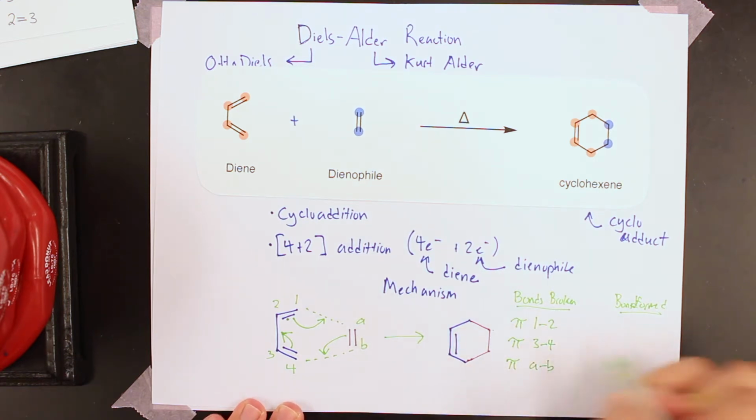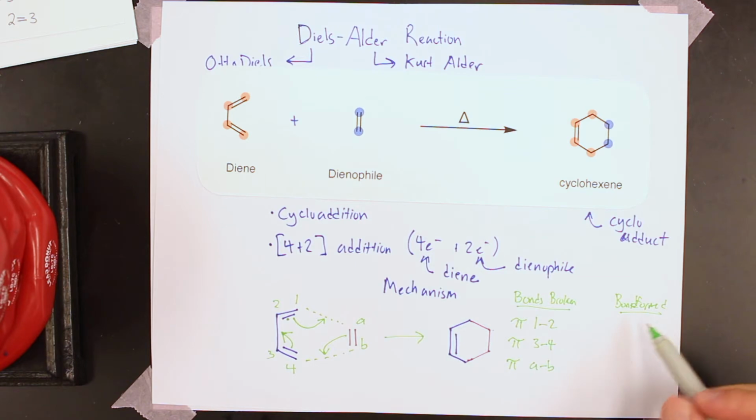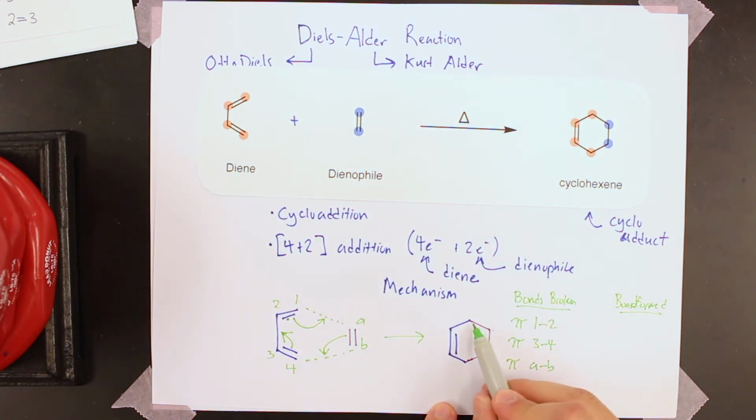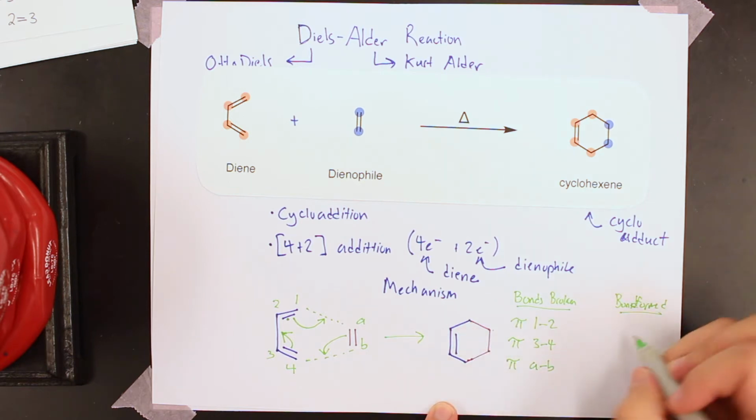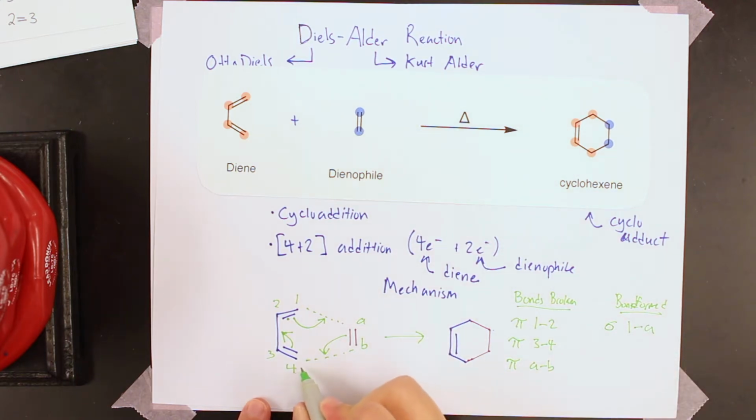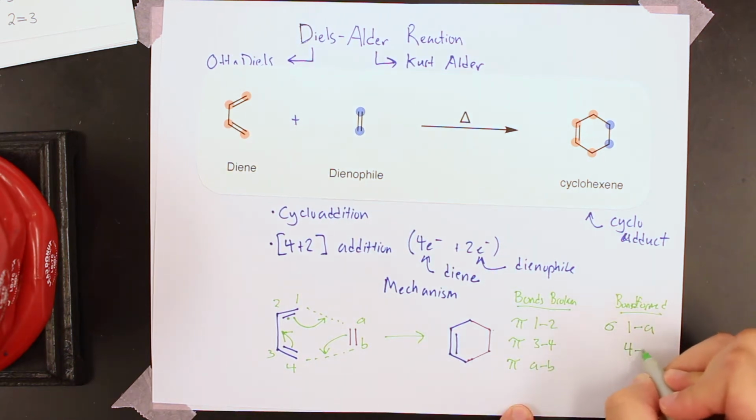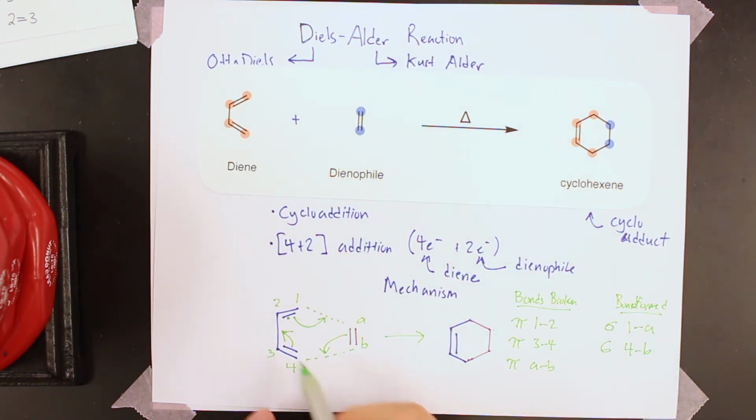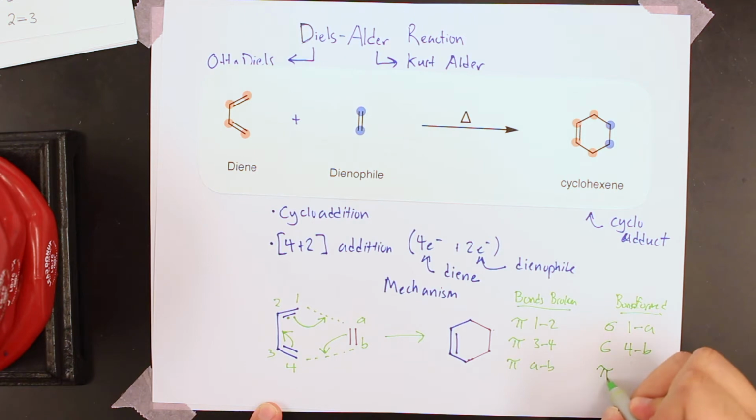So A, B. Okay. And now we can look at the bonds formed. So the bonds that we formed in our product, well, there's this new one here between 1 and A. So there's a sigma bond, a single bond. Sigma means single, between 1 and A. There's also a new single bond between 4 and B, for being thorough. Okay. And then lastly, there's a pi bond, a new pi bond between 2 and 3. So that's what gives you the double bond in the cyclohexene. So there's now a pi bond between 2 and 3.